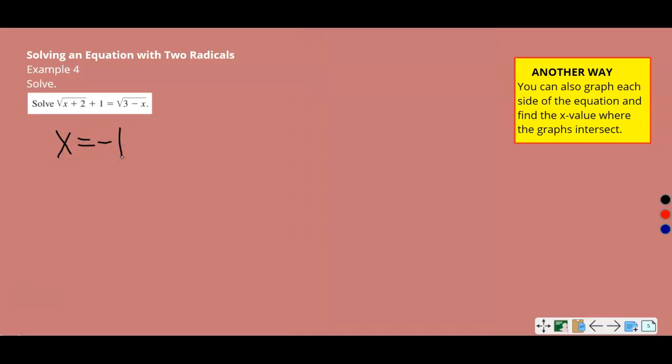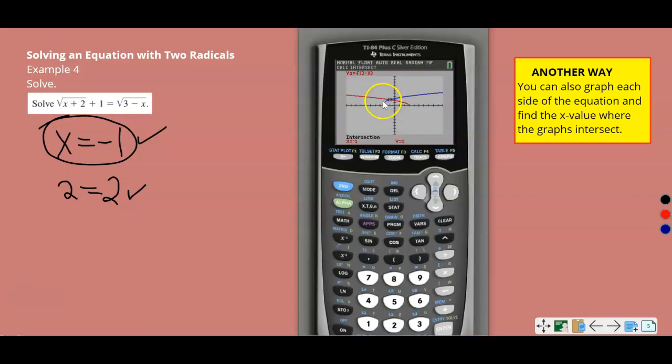And then, of course, you want to plug that in and check it. So -1 plus 2 is 1. The square root of 1 is 1. 1 plus 1 is 2. Does that equal the square root of 3 minus -1? 3 minus -1 is 3 plus 1, which is 4. The square root of 4 is 2. So that checked out, which means x equals -1 is the solution. Again, graphing this equation and finding the intersection point is definitely going to be the easiest method for you to solve an equation with two radicals.